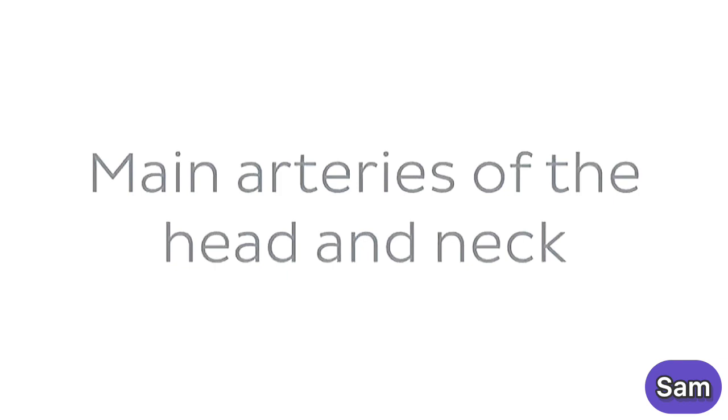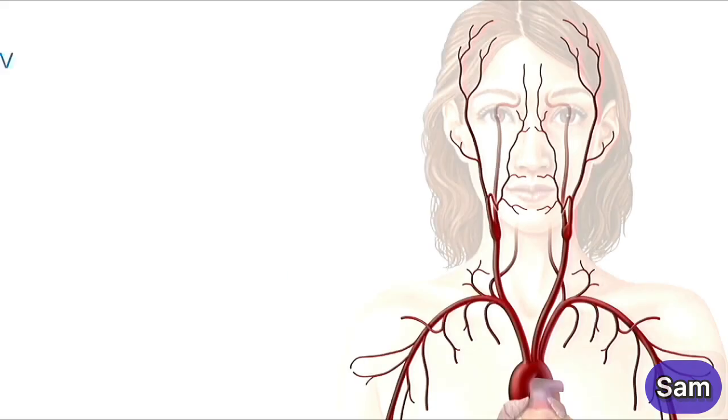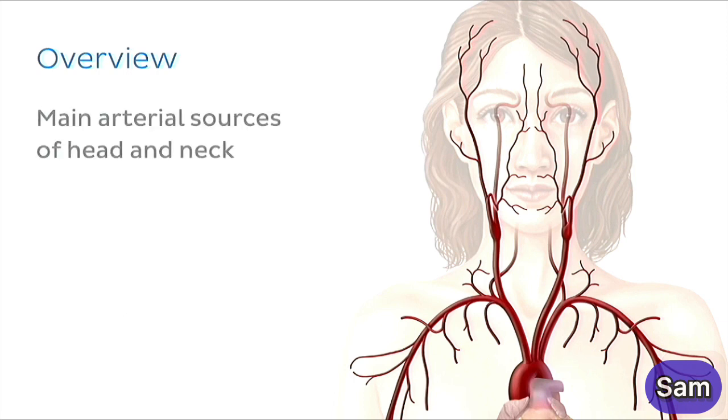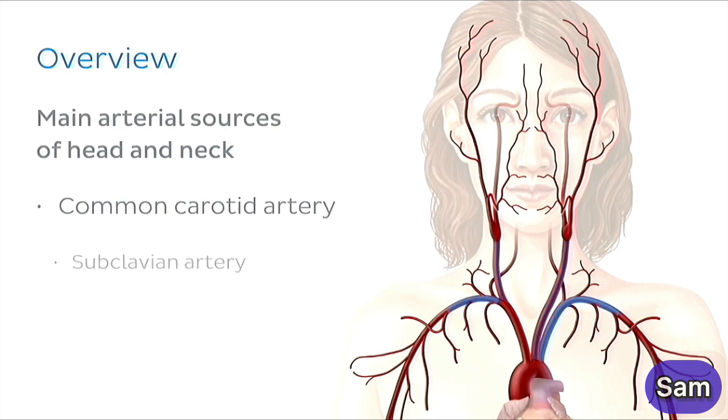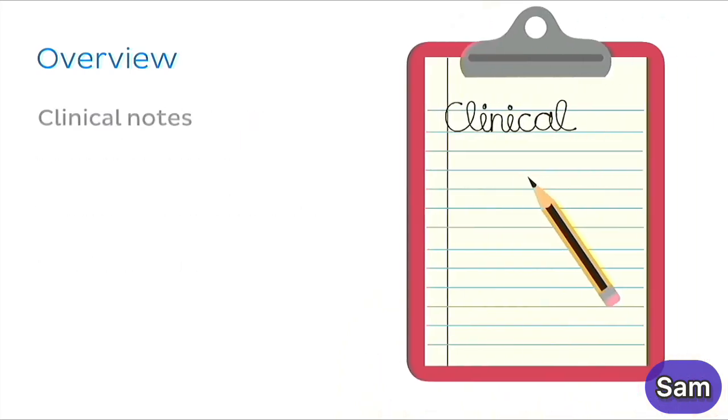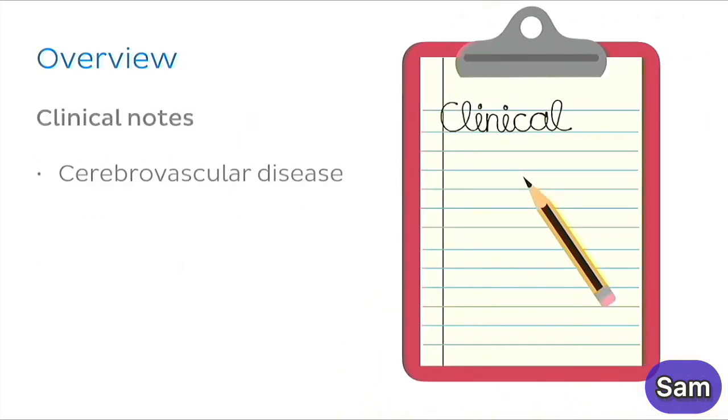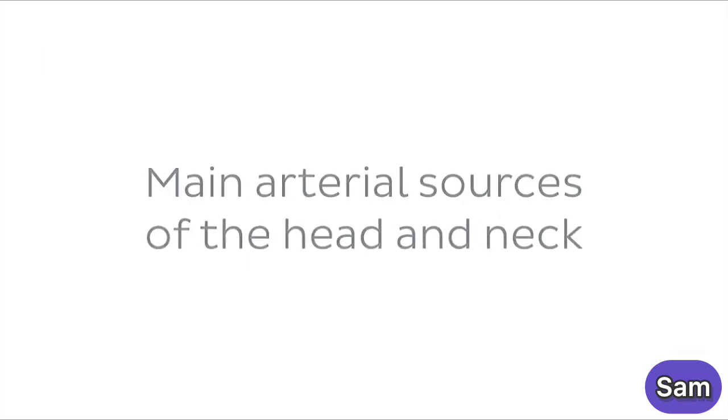So let's begin this tutorial on the main arteries of the head and neck. Let's briefly take a look at what we'll cover in this video. First, we'll take a general look at the main arterial sources of the head and neck, the common carotid arteries and the subclavian arteries. Each of these arteries are paired, meaning that there is one of them on each side of the body. After that, we'll take a look at the main branches of these arteries and the areas supplied by them. We'll finish this tutorial by taking a quick look at an important condition related to this subject, cerebrovascular disease.